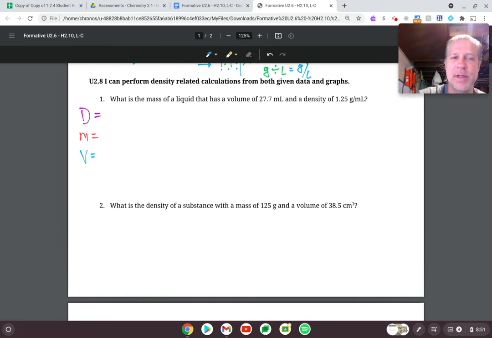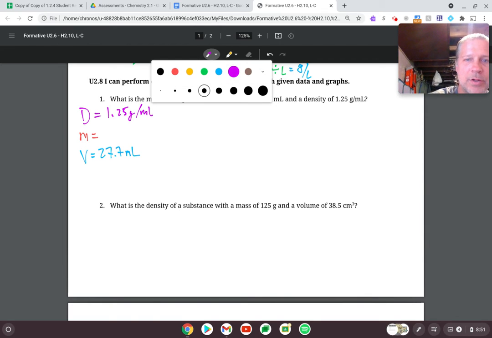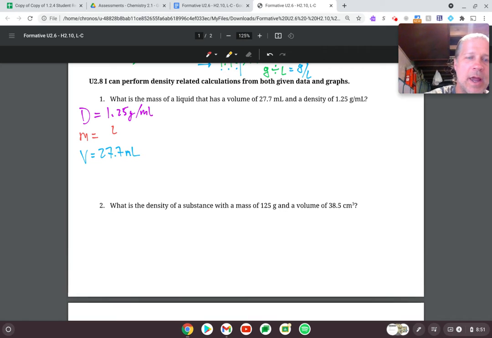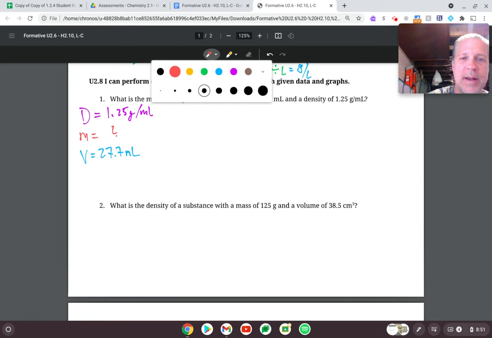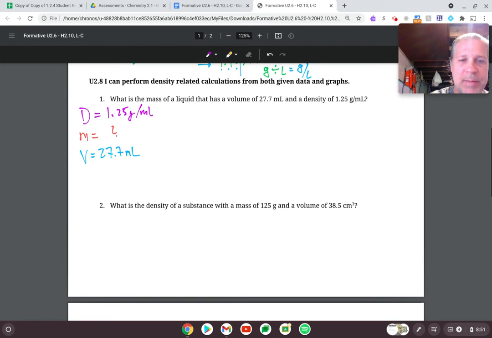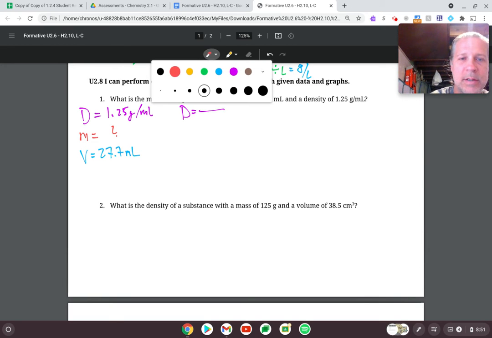So in this problem, it says, what is the mass of a liquid that has a volume of 27.7 milliliters and a density of 1.25 grams per milliliter? So we're solving for mass. And I'm going to go ahead and do my first step, which is, I'm sorry if you can hear my cat whining in the background, I'm going to identify my formula. So that's density is equal to mass over volume.